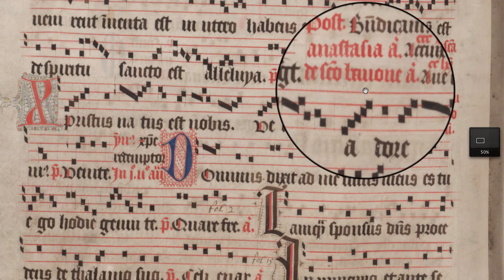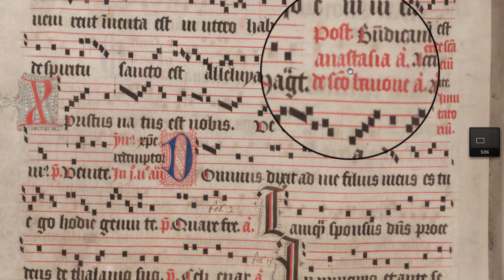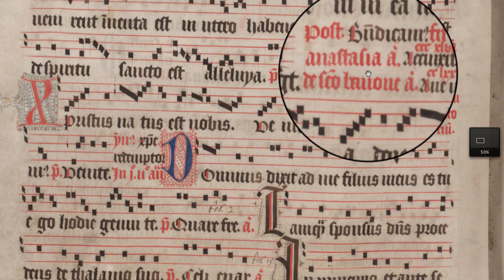De Sancto Bavone is of course a reference to the saint to which the abbey was dedicated, the Ghent abbey. And another, De Sancta Anastasia, which is a saint who has her feast on the 25th of December.